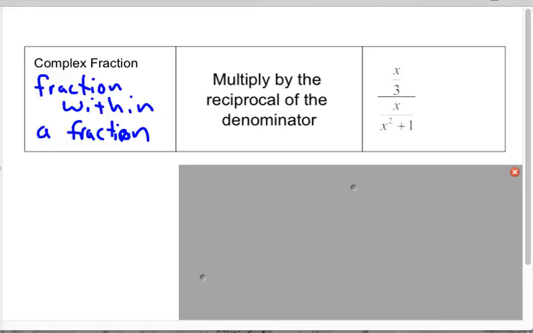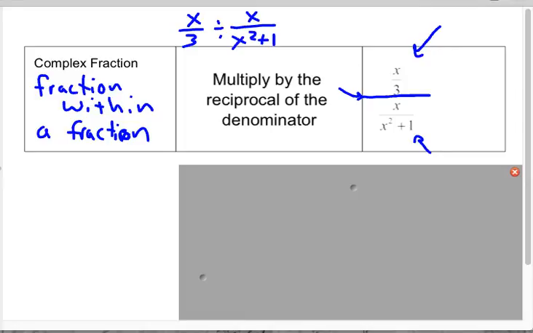This is an example of a complex fraction. You have the fraction x divided by 3 in the numerator, and down here we have x all over x squared plus 1. You have to find the main fraction bar first, and here it is. This is just a different way of writing x over 3 divided by, that fraction bar is just division, x over x squared plus 1.